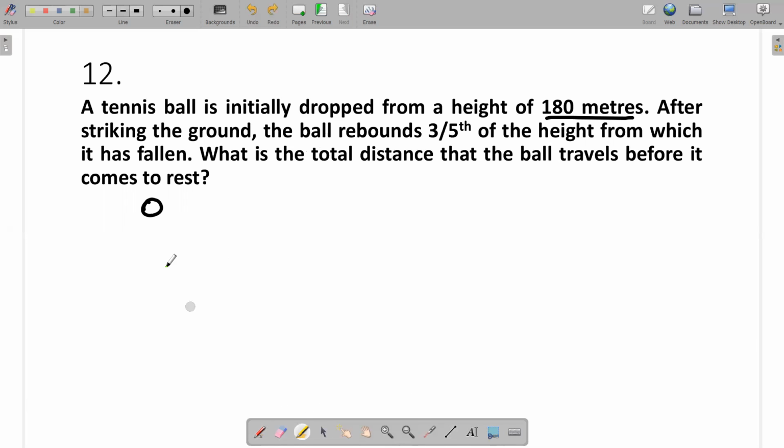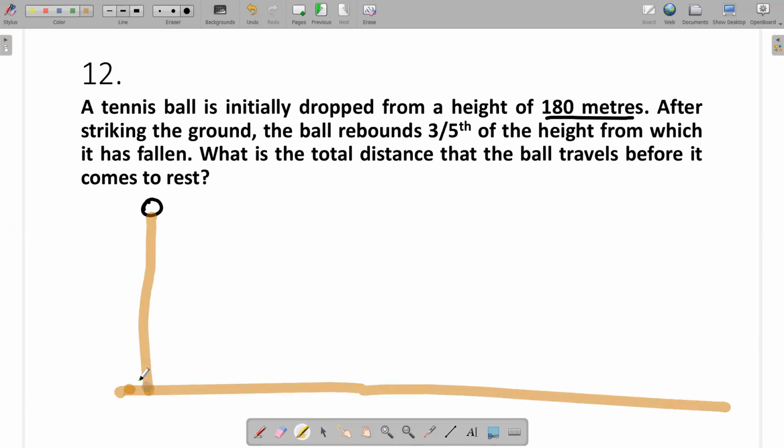So I will draw it. It's coming down. Now it has hit the ground. After hitting the ground, this ball rebounds by 3/5 of the height from which it had fallen. So from here, it goes up by 3 by 5 times 180. Whatever height it goes up, the same height it comes down. It hits the ground again.